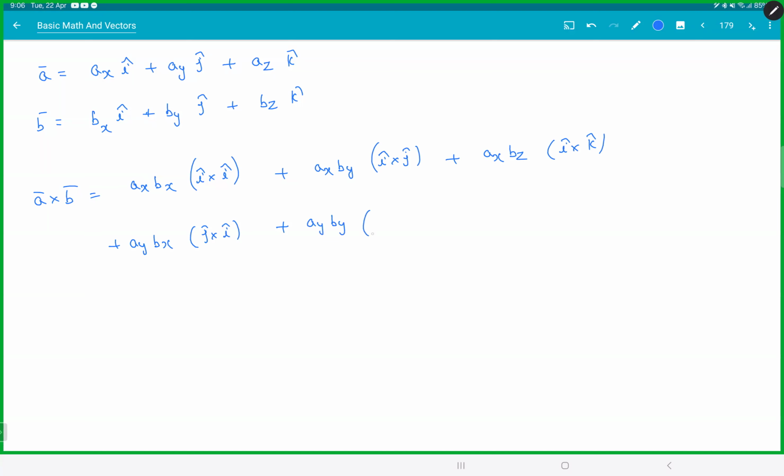Ay into by. Like I said, this is a mathematical technique. This is not a concept. This will come as a part of some other problem. Like you're learning a tool basically. So this is ay into bz, j cross k. Then you do with az. Az into bx, k cross i.